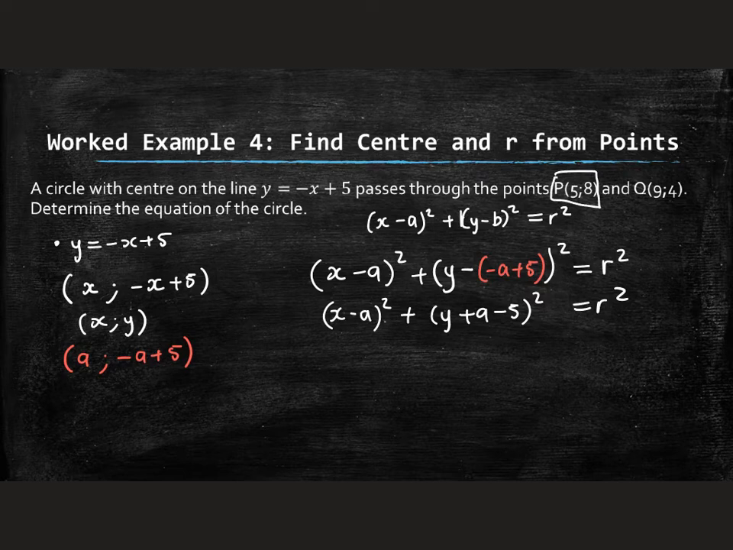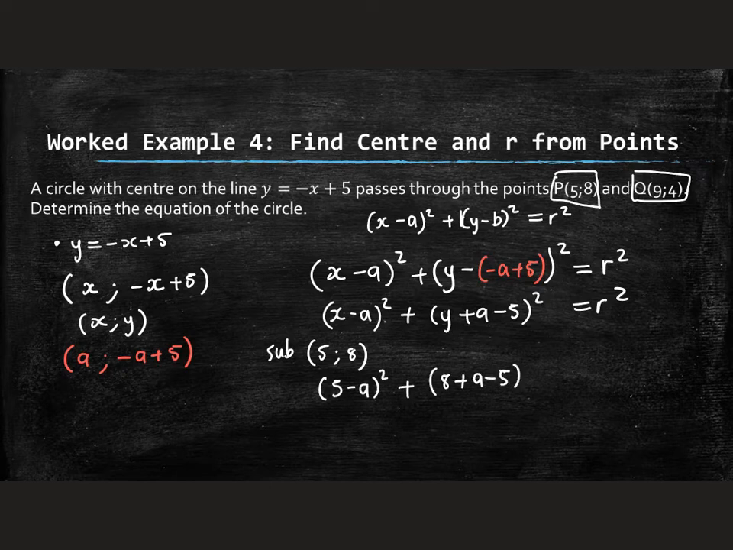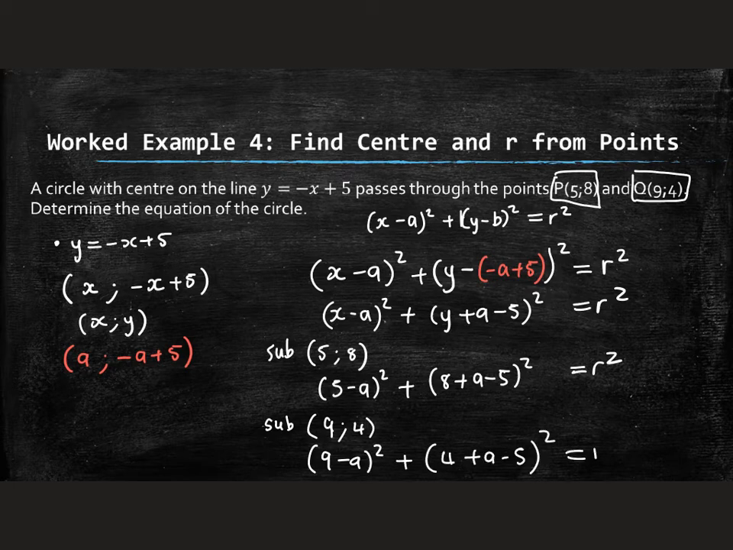But now what you know, and you've done a lot of maths, is that they've given us 2 points. If they give you 2 points, the most we can figure out is 2 unknowns. So let's do some clever maths. Let's sub in one of the points. Let's sub in 5 and 8, into the equation above. So it's going to be 5 minus a all squared plus 8 plus a minus 5 all squared equals r squared. And we could tidy this up, and I'm going to tidy them all up on the next page. But I'm going to first sub in the other point, 9 and 4. So if I sub in the point 9 and 4, that will give me 9 minus a all squared added to 4 plus a minus 5 all squared equals r squared.